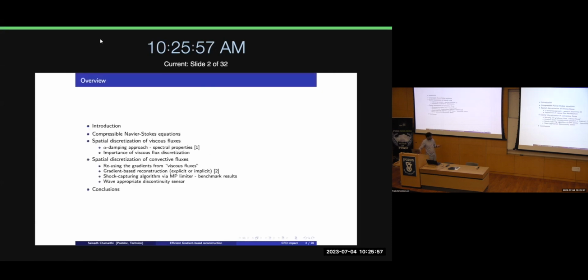This is the overview of the talk. So I'll give a brief introduction. Why do we need to work on the numerical methods, why they are important, and I'll briefly present the compressible Navier-Stokes equations. And I'll explain what is a discretization of viscous fluxes. We found that they are important, that people usually neglect the viscous fluxes and they say the convective fluxes are more important. You can use any scheme for the viscous fluxes, you can get the same results. But we found that it's not the case.